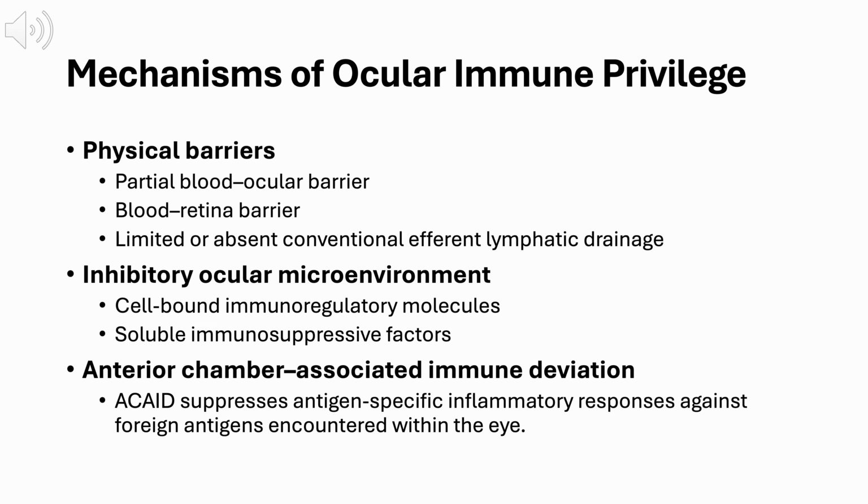Notice these mechanisms are complementary, not redundant. Barriers limit access, the microenvironment restrains cells that do get in, and ACAID reshapes the systemic response. This framework will recur as we tour each compartment. We start at the ocular surface with the conjunctiva.